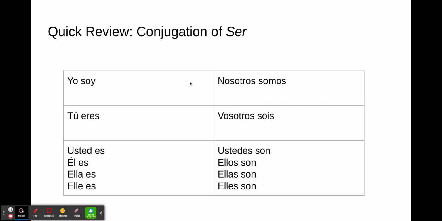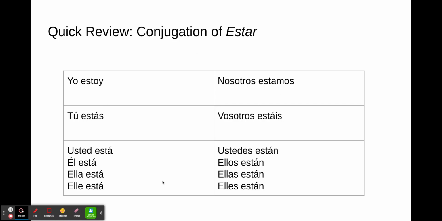Now let's take a quick look at estar. Yo estoy, tú estás, usted está, él está, ella está, ella está, nosotros estamos, vosotros estáis, ustedes están, ellos están, ellas están, and ellas están.